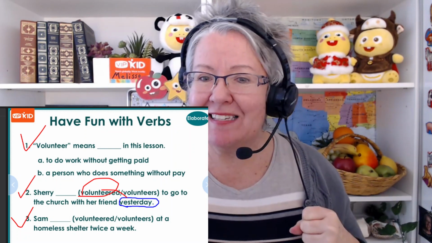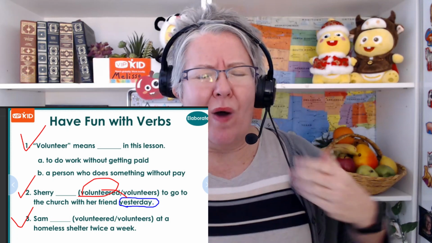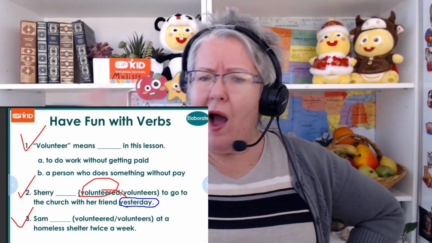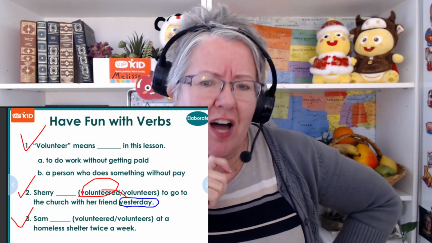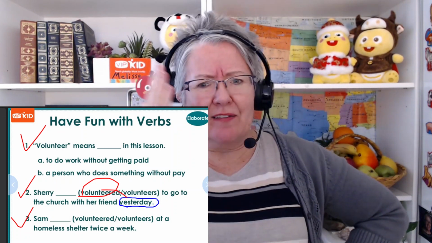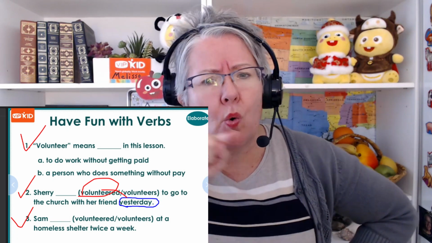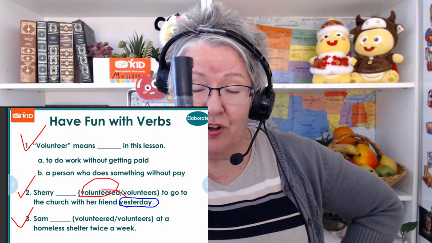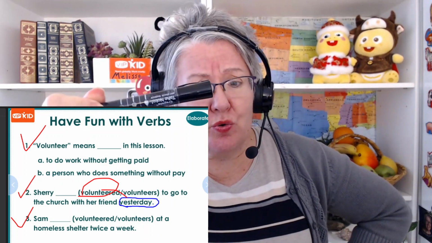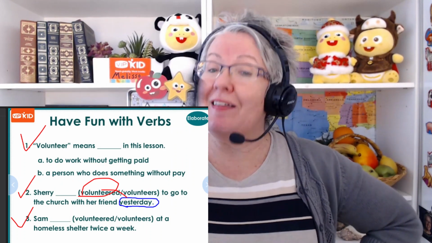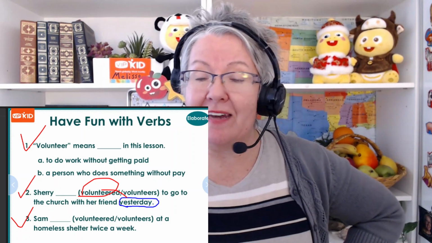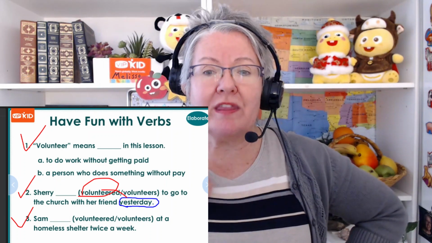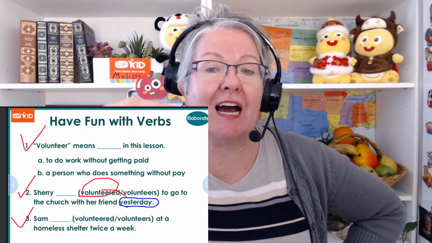So I asked them, how do you know? Yes, you're right, volunteered, but why? Why did you choose volunteered? And they just kind of looked at me blankly, and I said, what clue words in the sentence will you circle? What word made you choose volunteered? And they circled yesterday. Now, this is important. This is why the student chose that, but I want them to justify. I want them to think about it again.